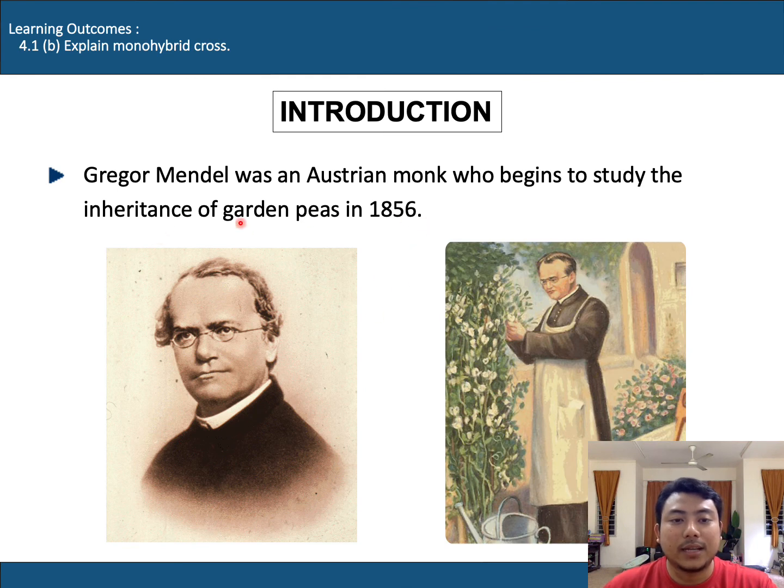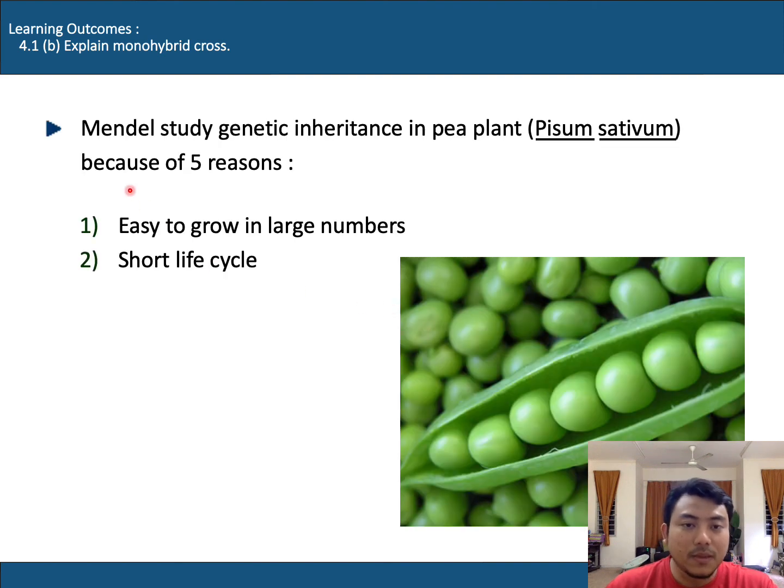Yang ni adalah Gregor Mendel. Dia adalah Austrian monk. Dia lah yang banyak study berkenaan dengan genetic inheritance, iaitu pewarisan genetik. So disebabkan kerja dia banyaklah kita faham berkenaan dengan pewarisan genetik ni. So that's why later in this chapter we're going to discuss about the Mendelian law. Mendel first law, Mendel second law, law of segregation dan sebagainya. Mendel studied genetic inheritance in pea plant, iaitu scientific name dia Pisum sativum, because of 5 reasons.